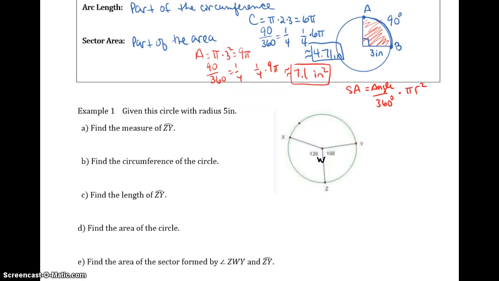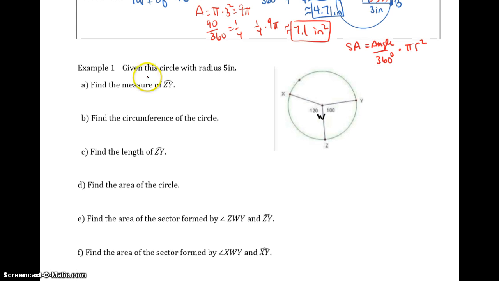Let's take a look at some examples. On the first example, we have a circle with radius of 5 inches. And the first question is to find the measure of the arc ZY. And so that would be the measure of this arc. So what is the angle formed by this arc? That would be 100 degrees. So we would just write 100 degrees. Remember, it's the same as the central angle.